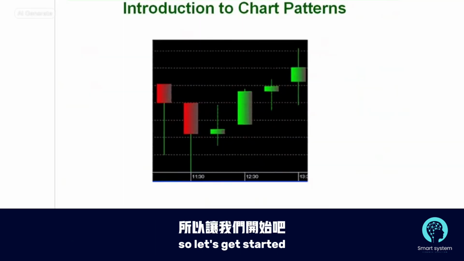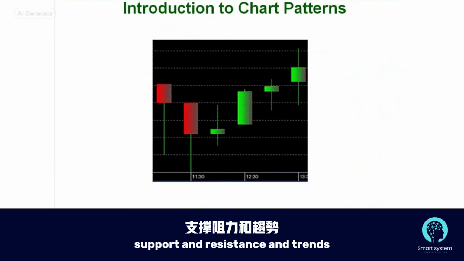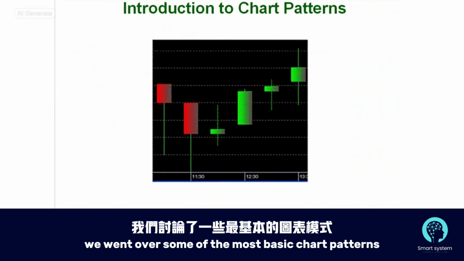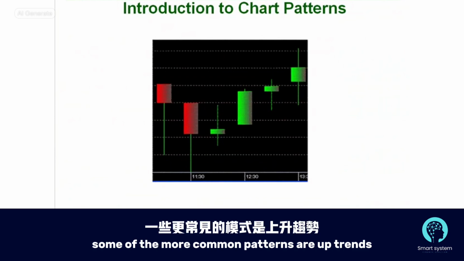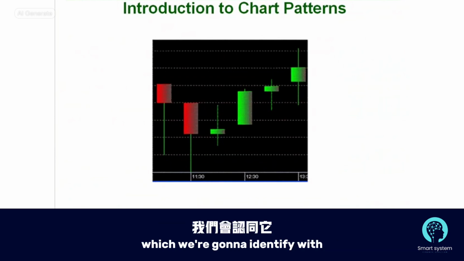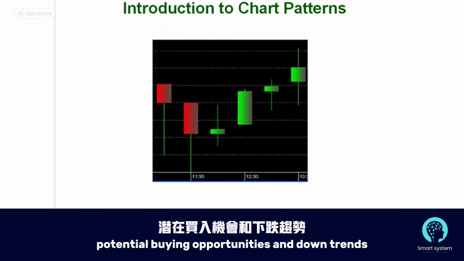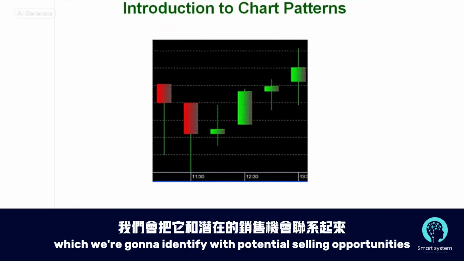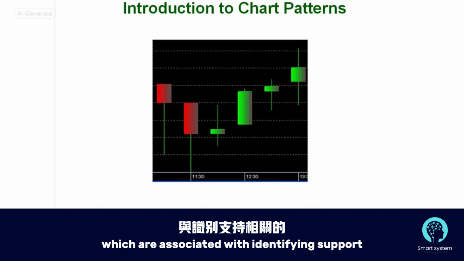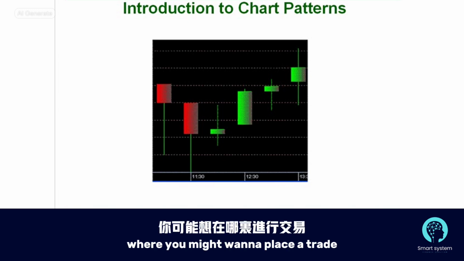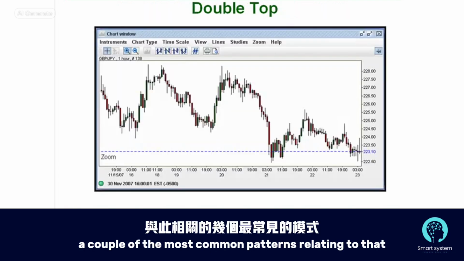So let's get started. In our previous lessons on support and resistance and trends, we went over some of the most basic chart patterns. As you hopefully remember from those lessons, some of the more common patterns are uptrends, which we're gonna identify with potential buying opportunities, and downtrends, which we're gonna identify with potential selling opportunities. Although support and resistance aren't classified as chart patterns, there are many chart patterns which are associated with identifying support and resistance and potential levels where you might want to place a trade. So that's where we're gonna start, with a couple of the most common patterns relating to that.